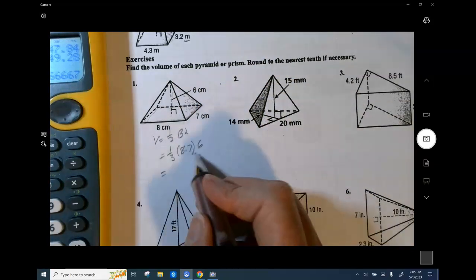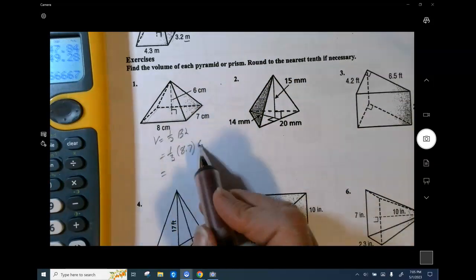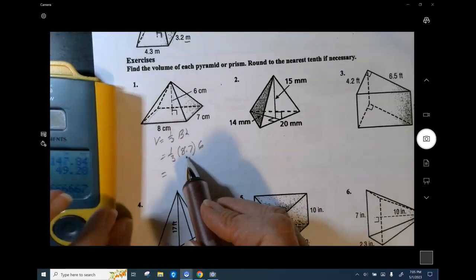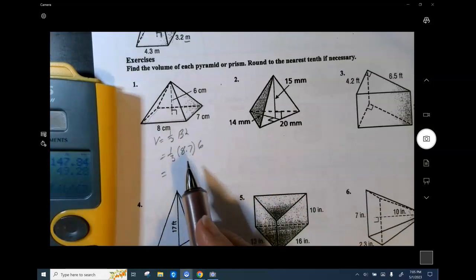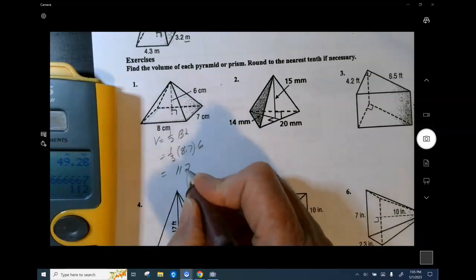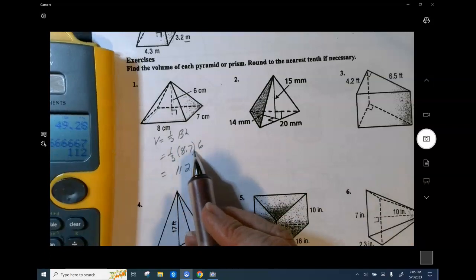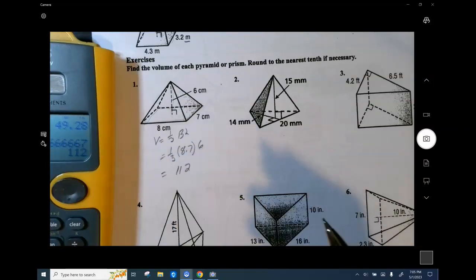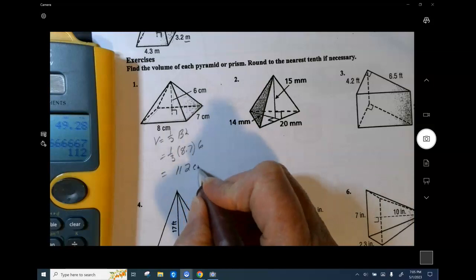Okay? So multiply that out. I'm honestly going to take 1/3 of 6, which is 2. I'm going to take 2 times 8 times 7 is 56. Okay? So I get 112. Now, what you could have done is just taken 8 times 7 times 6 and divide that by 3. And we get 112 centimeters cubed.